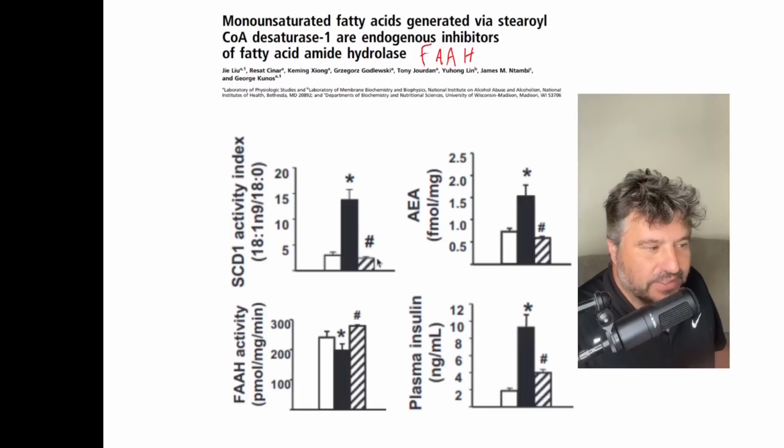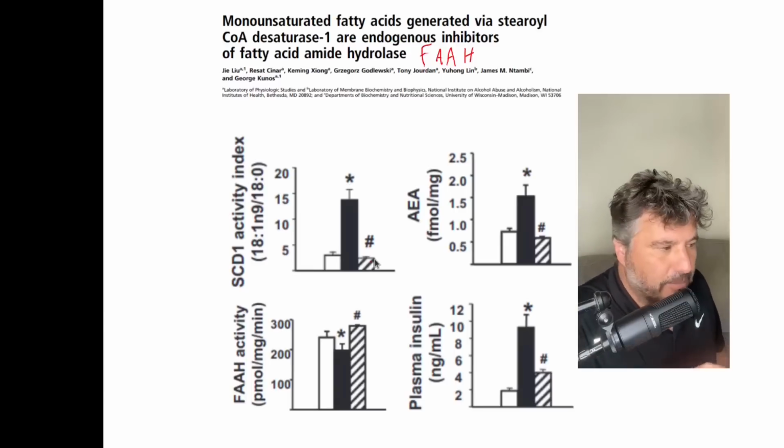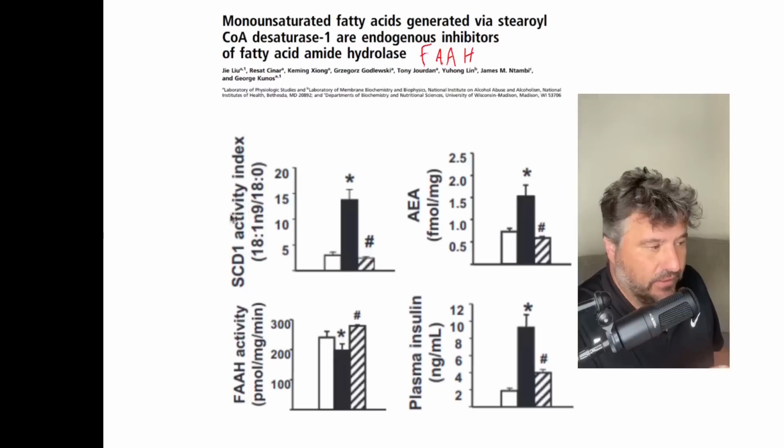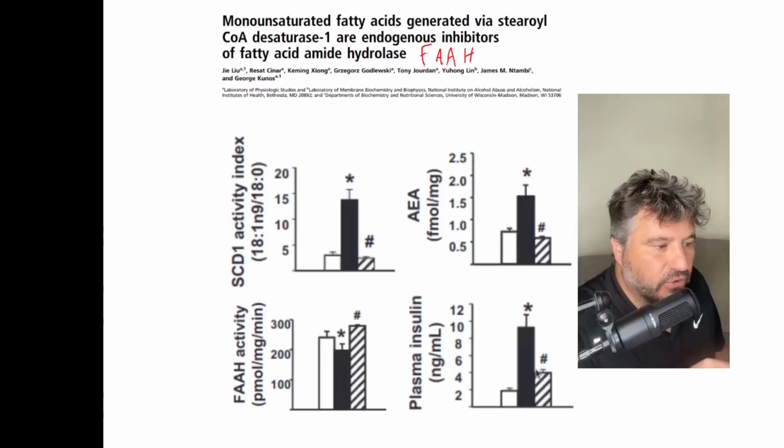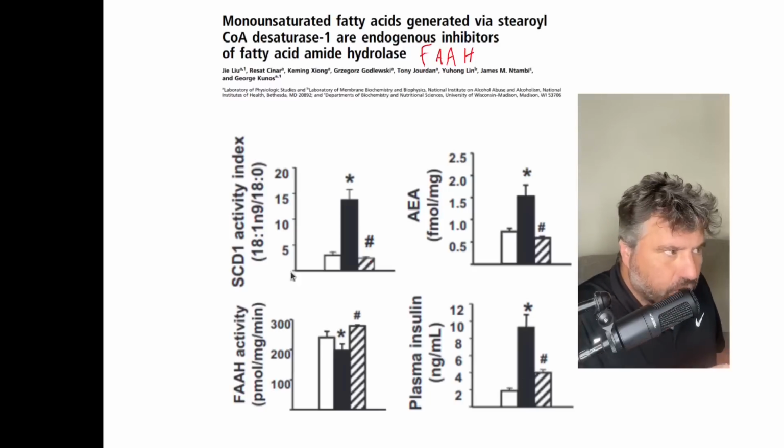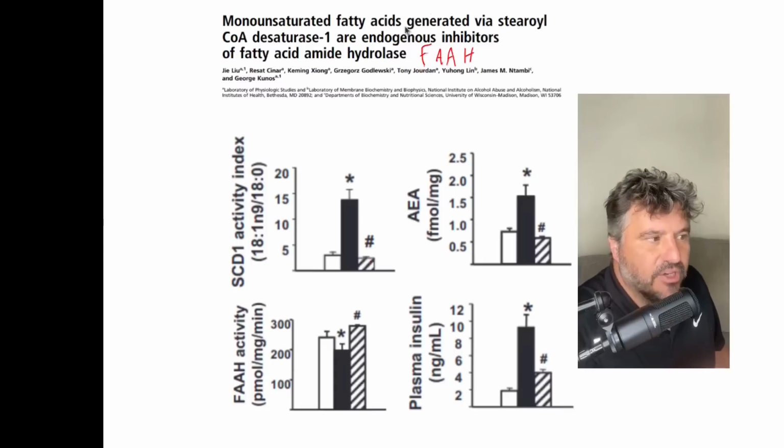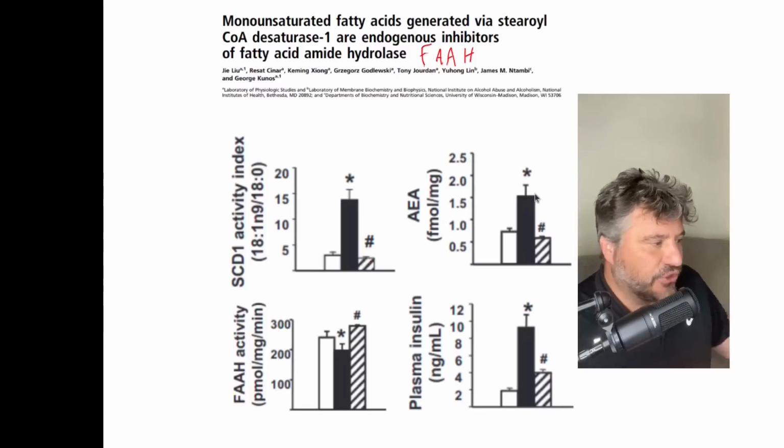If you give them, and this is what the striped line is, an SCD1 inhibitor, something that doesn't allow them to convert their stearic acid to oleic acid, what happens is you don't have this big rise in oleic acid. FAAH activity stays normal. AEA activity stays normal. And you don't have nearly the increase in insulin resistance caused by the high-fat diet. And so we can say that the rise in these monounsaturated fats blocking that FAAH receptor and allowing this buildup of endocannabinoids is one of the things that causes the transition to insulin resistance.